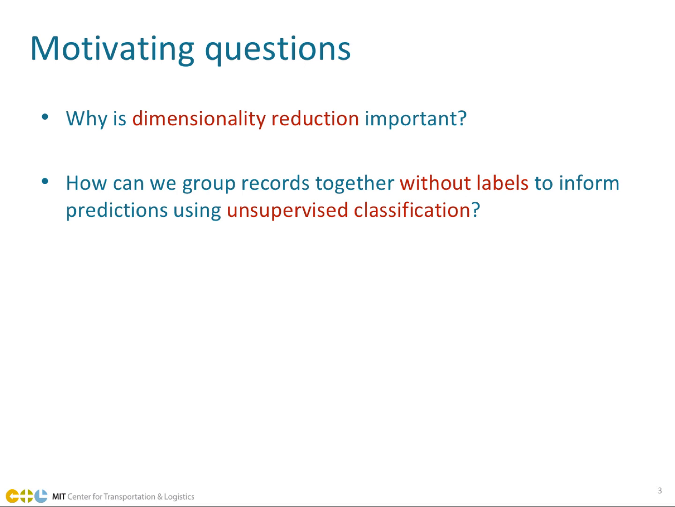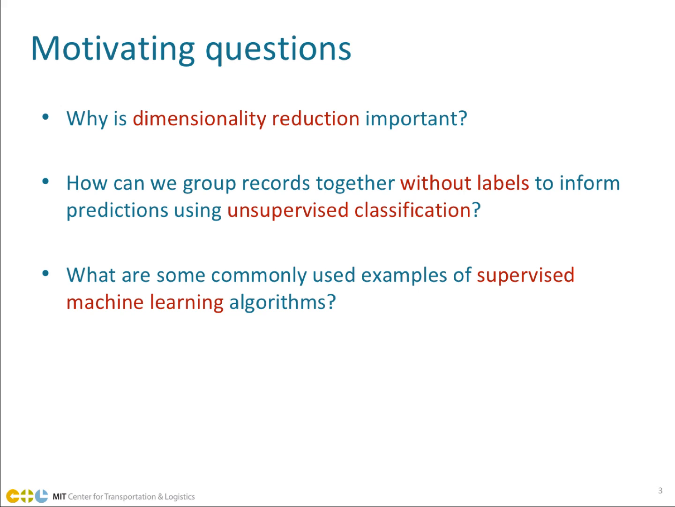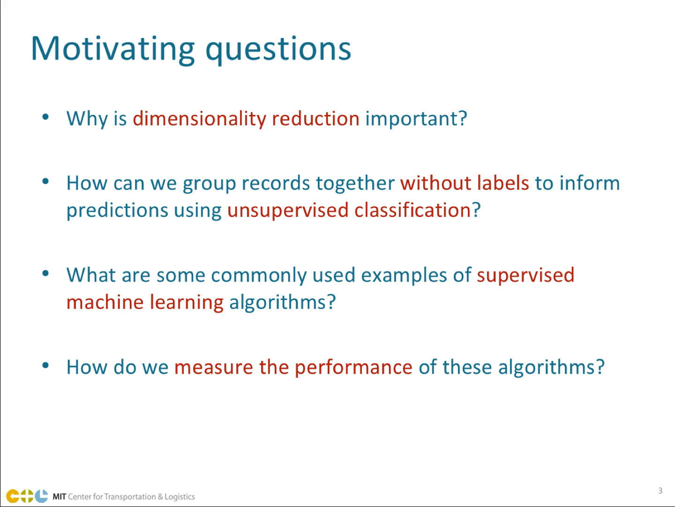The next question is, how can we group records together that don't contain labels and form predictions using unsupervised classification? So here we'll be looking again at trying to understand what are the groupings inherent in a data set without knowing anything else about it. Then we'll go on to supervised machine learning algorithms. We'll look at some common examples and just understand them better. Finally, we'll ask, how do we measure the performance of these algorithms in practice?